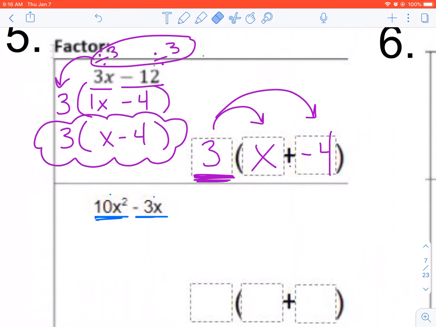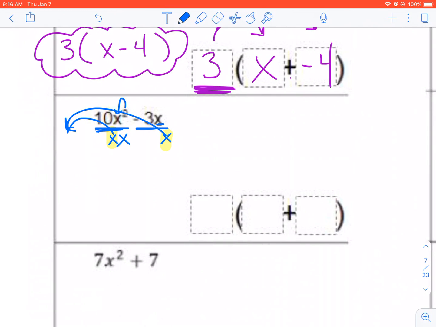So we don't have that, but they do have something else in common. This one has x to the second power, which looks like this, and this one has an x. So do they have something in common? Yes, they both have an x in common. So what I'm going to do is take that x and pull it out front. So that x is going to go out in the front right here.